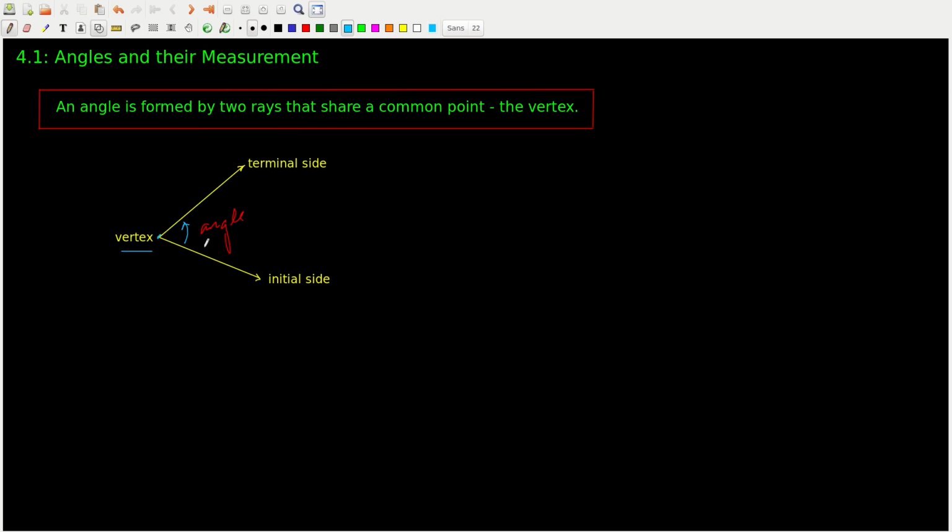And then the rays are these directed lines, and the angle is formed between those two rays, and we give those rays names. We're measuring the angle from the initial side to the terminal side. So this ray up here is the terminal side, down here is the initial side, and the angle is measured from the initial to the terminal side.